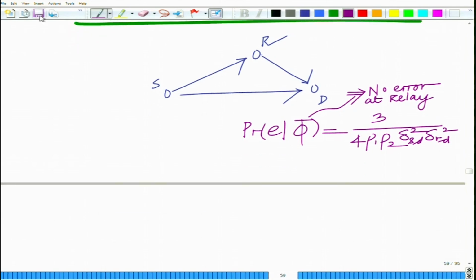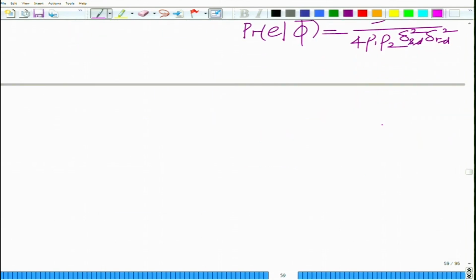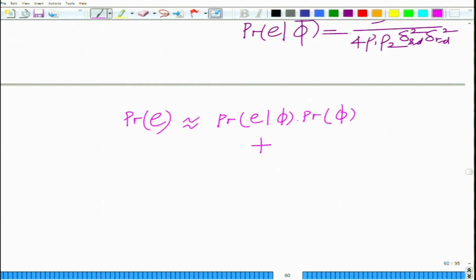Now we already know the expression for the error at the destination. The probability of error at the destination is the probability of E given phi times the probability of phi, plus the probability of E given phi bar times the probability of phi bar. We said this is an approximation, but it is a good approximation which is tight at high enough SNR. Now we are going to substitute the expressions we have derived for each of these quantities and derive the probability of error at the destination.